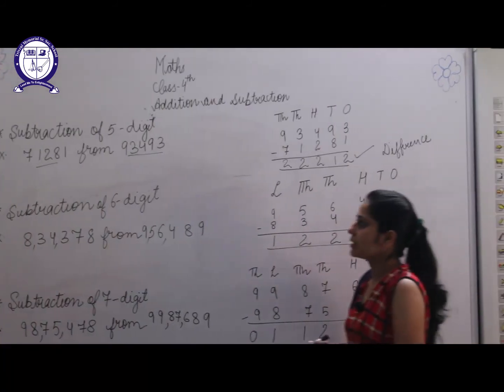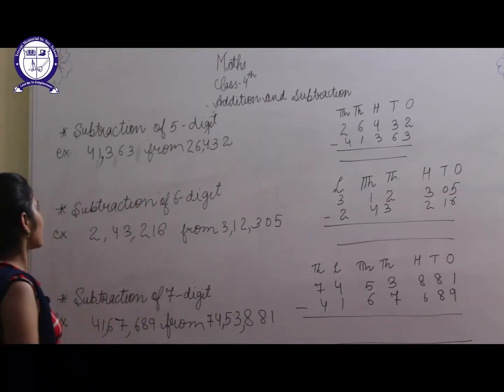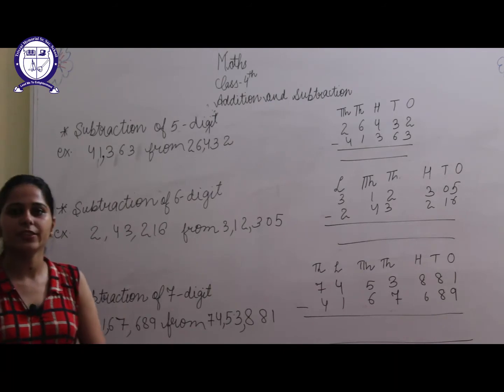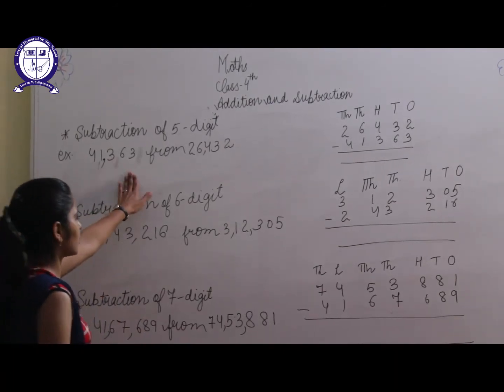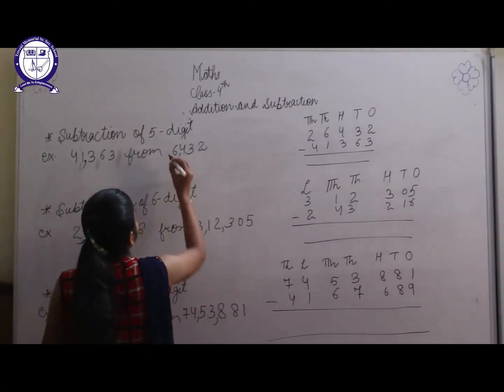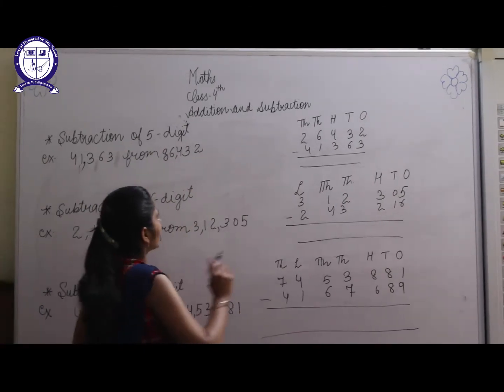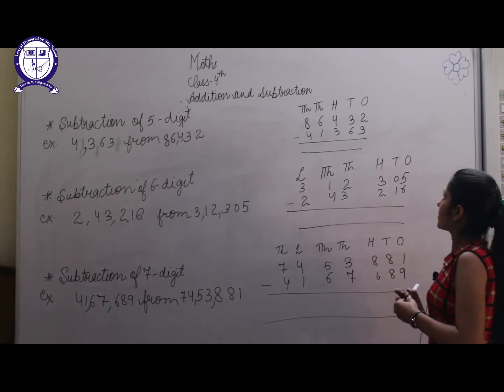So we will discuss with the regrouping. So students, let's discuss the subtraction of 5 digits with regrouping. Here we are having 41,363. We have to subtract this from 86,432, students. So let's subtract.